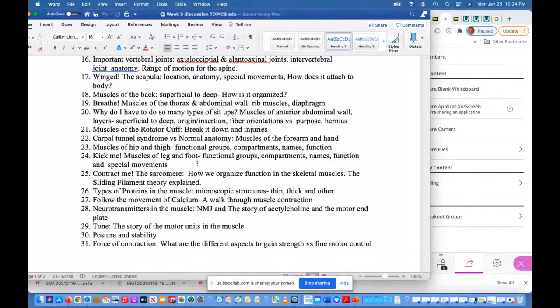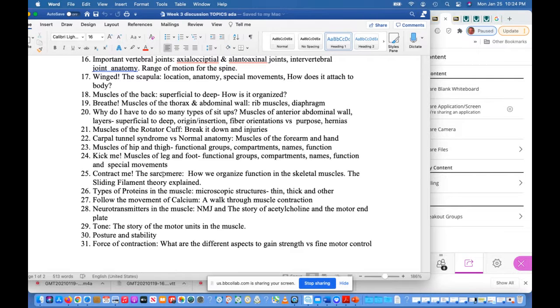So what are the muscles of the leg? What are the anterior leg muscles, which are dorsiflexors? What are the anterior thigh muscles? What are the posterior thigh muscles? What are the posterior leg muscles? Which ones extend the knee? Which ones flex the knee? Which ones dorsiflex the foot? Which ones plantar flex the foot?